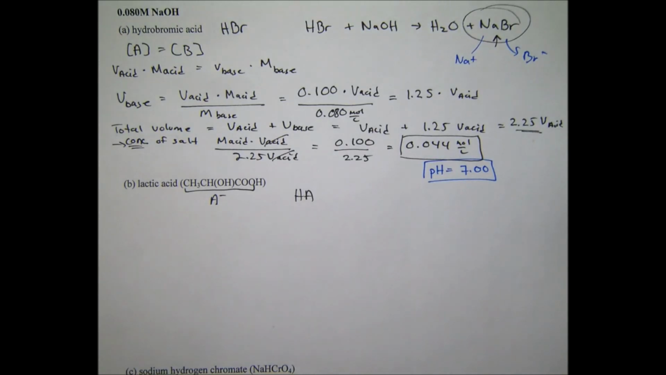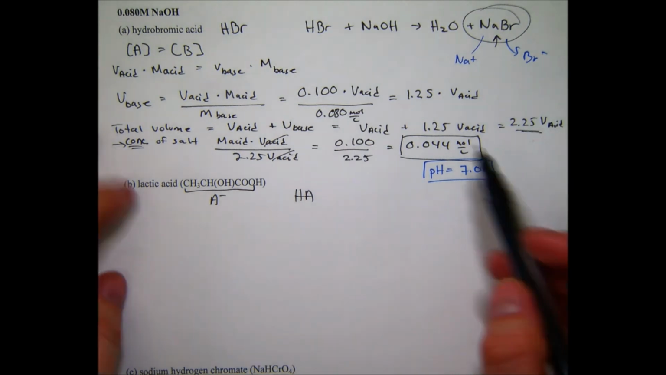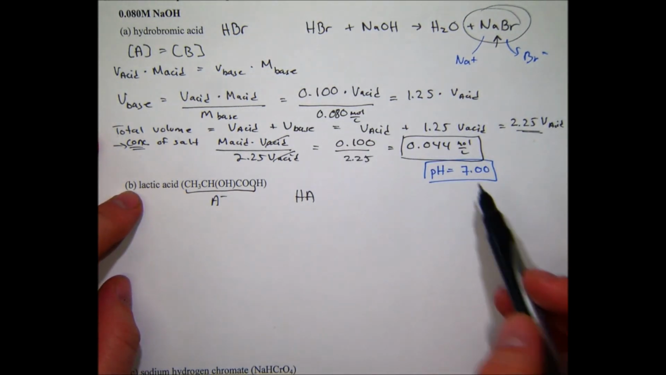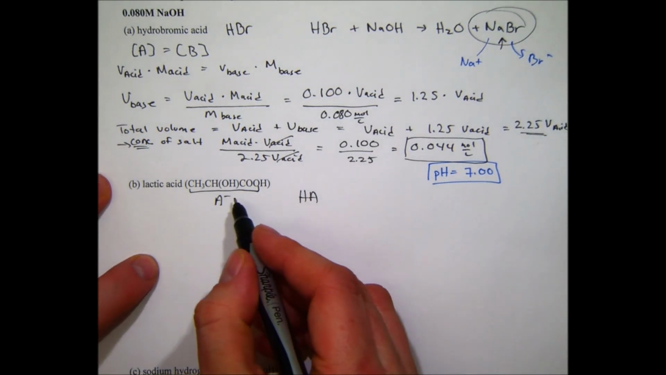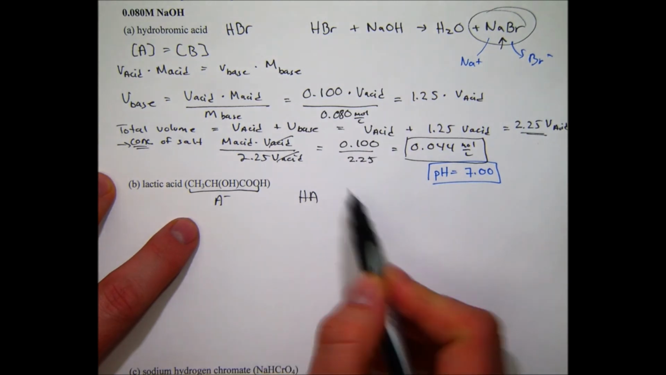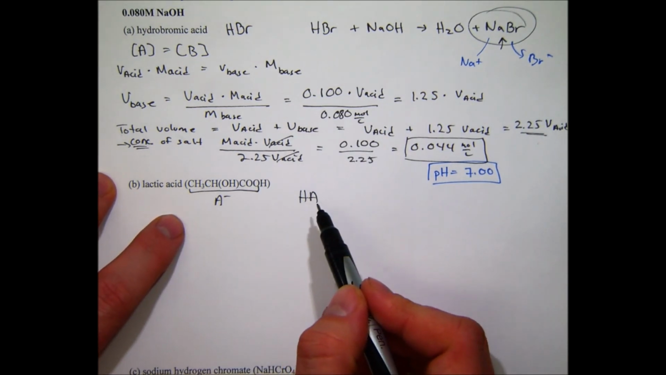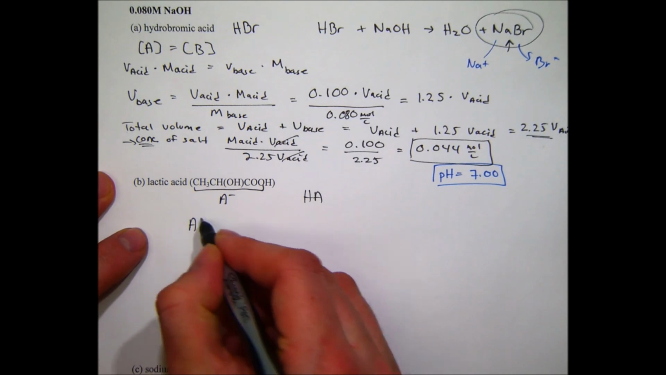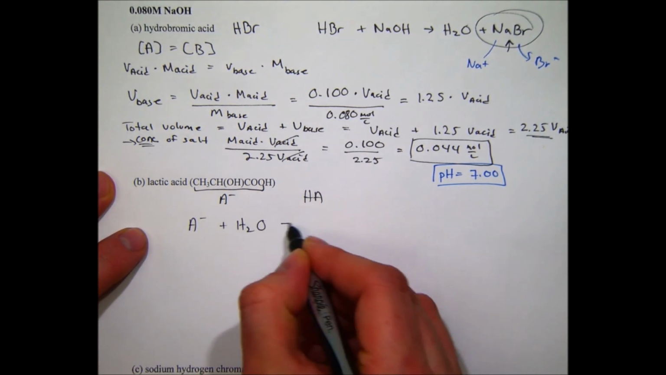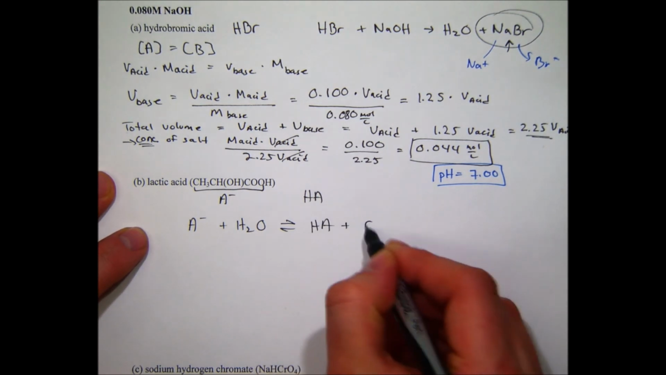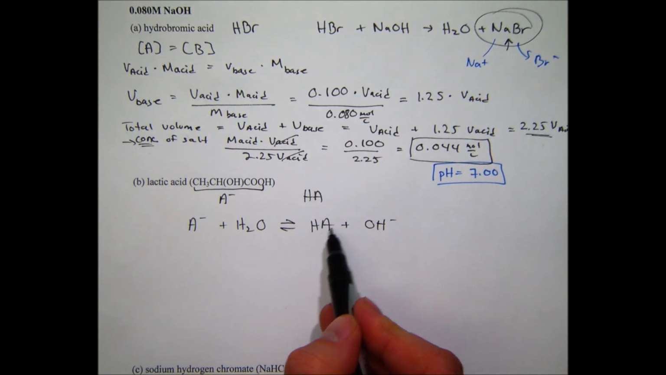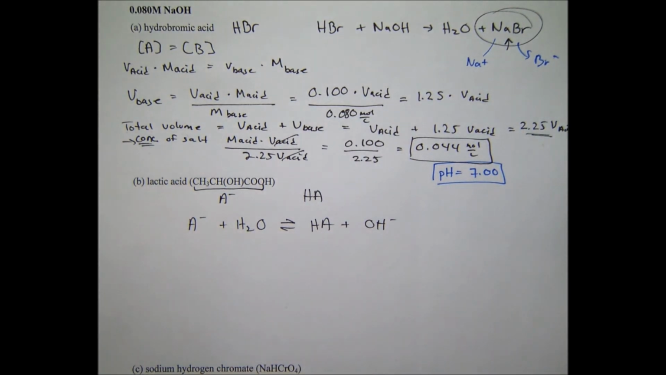So in part B, we're going to treat the lactic acid as the conjugate acid of the lactate ion. The reason for doing that is simply because we know what the concentration of that salt will be, because all of the salts will start with this particular concentration. So we can assume that the lactate ion is going to be A minus, and its conjugate acid will be HA. So A minus plus H2O is in equilibrium, giving me HA plus OH negative, where this is lactic acid and A minus is the lactate ion.